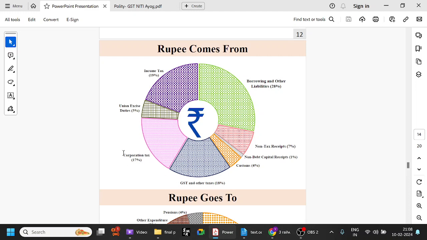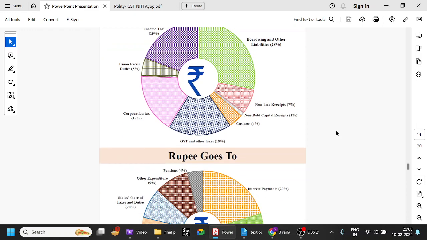And corporation tax, we saw a 22% on company. So if a company is earning 1 crore, it will have to pay 22 lakhs as tax. So that tax will come up to 17%. So remember these three taxes, okay? Corporation tax 17, GST 18, income tax 19. 17, 18, 19. These are the main sources of income of the government. And also, of course, borrowing and other liabilities. And the other things you can remember, minor things, excise duty 5 and customs 4, etc. Non-tax receipts 7%, fine. But these are the major things you have to remember. Borrowings and other liabilities, highest figure 28%, and we are getting a significant amount from GST, income tax, and corporation tax.